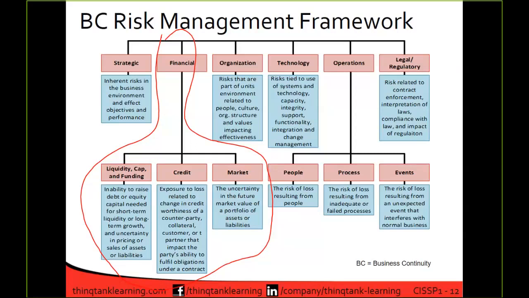Good credit means that you can borrow money, you can pay for things, you can invest in new technologies. Bad credit, not so much, right? The creditworthiness of a business is very important as well from that perspective. It says here, exposure to loss related to change in creditworthiness of a counterparty, collateral, customer, or partner that impacts the party's ability to fulfill obligations under a contract. It's pretty straightforward, right?